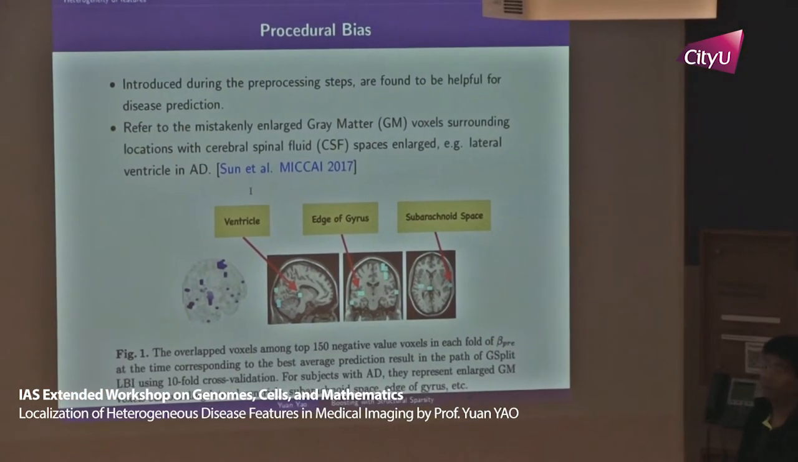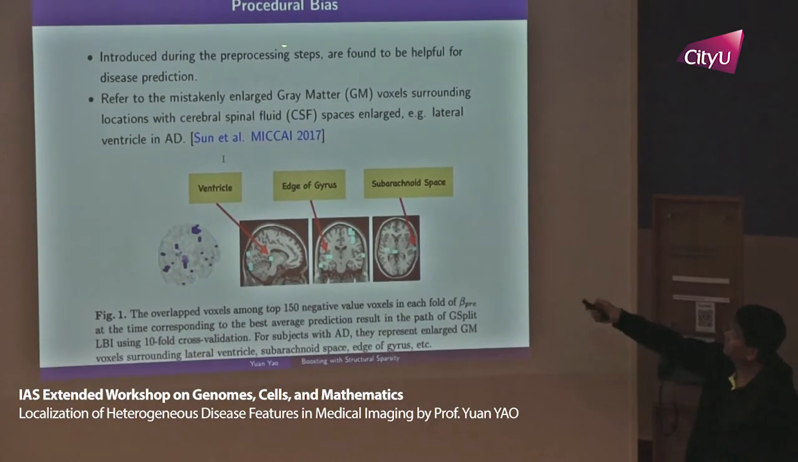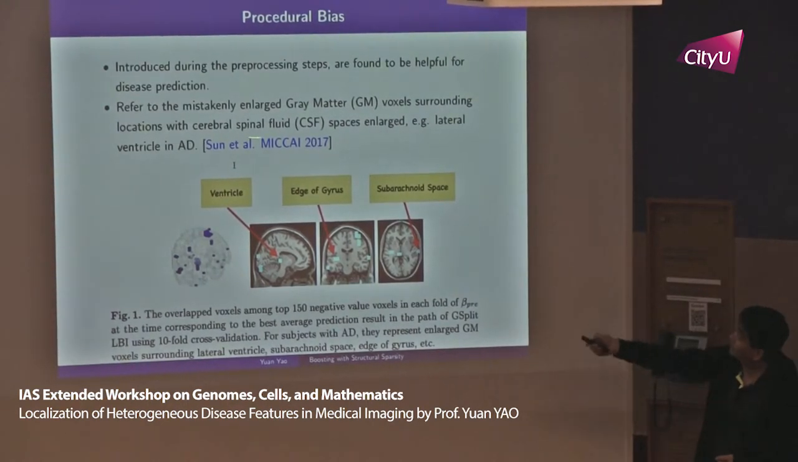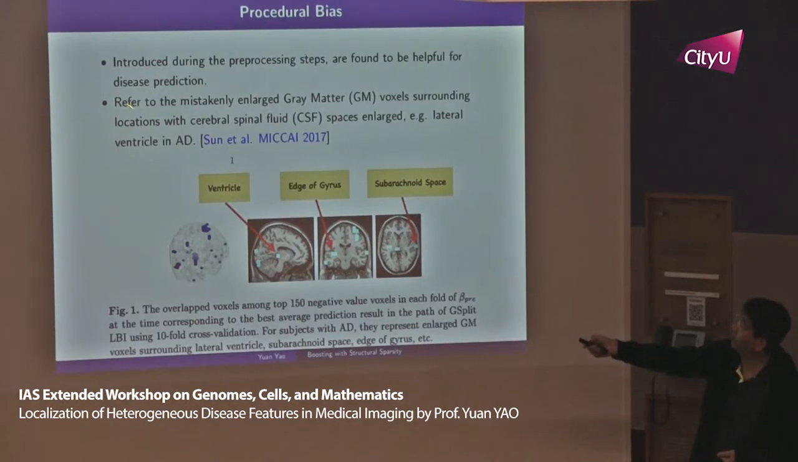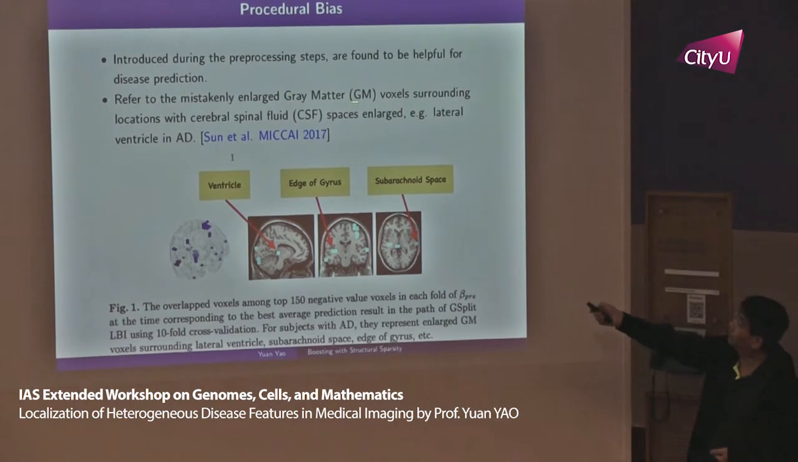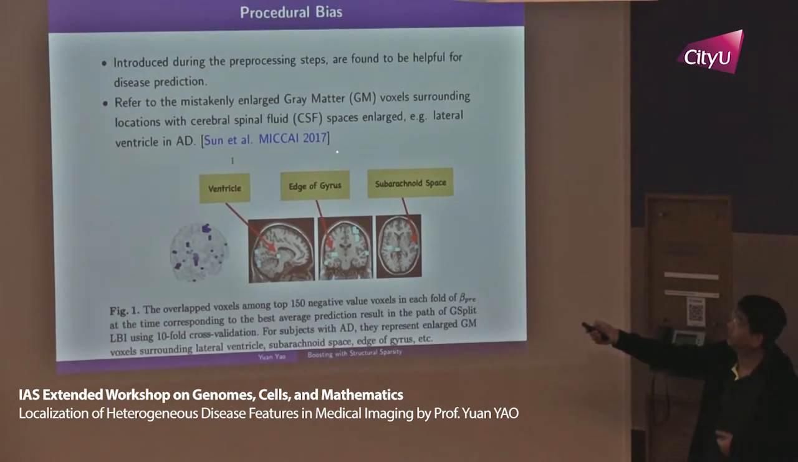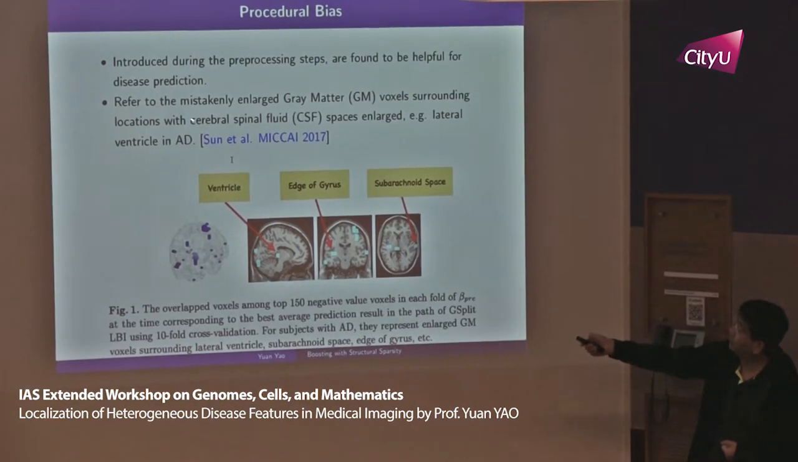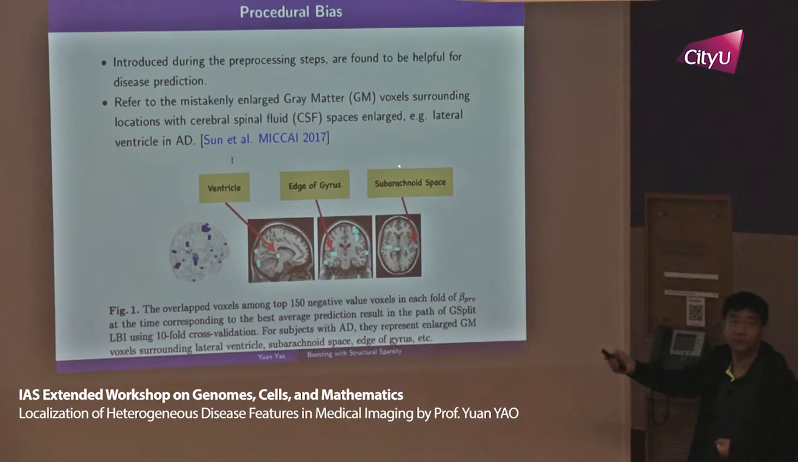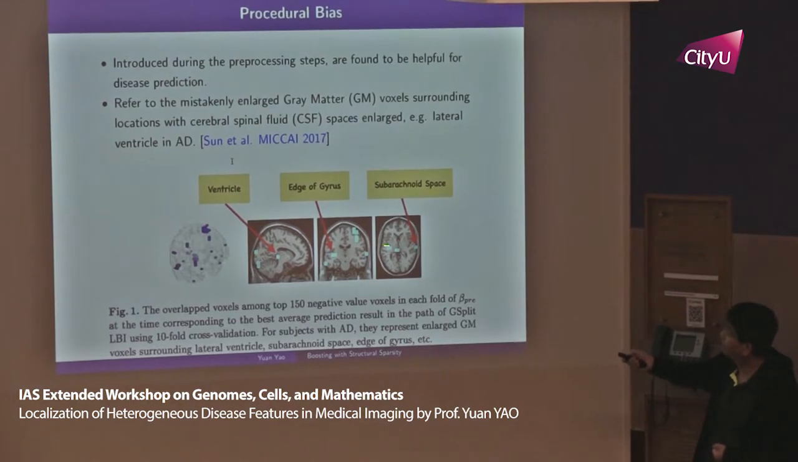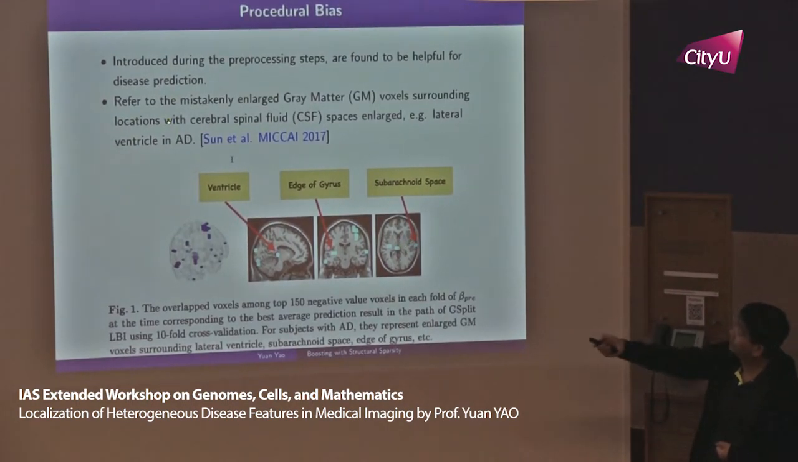What I mean by procedure bias is of a very different nature. Procedure bias is usually introduced during the pre-processing steps when you deal with the medical imaging data. Here, by procedure bias we refer to those enlarged gray matter voxels that are mistaken, mostly because of the pre-processing step. That is usually associated with the cerebrospinal fluid enlarged space near the ventricle area, or the edge of the gyrus and the subarachnoid spaces. All these spaces in the neighborhood of those locations have certain empty places which contain the cerebrospinal fluid.